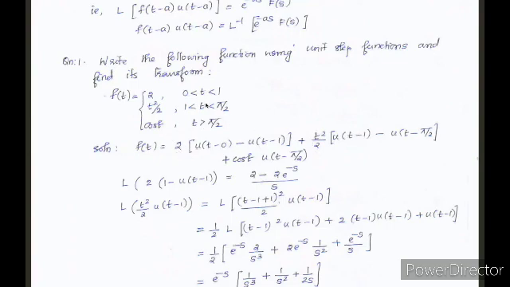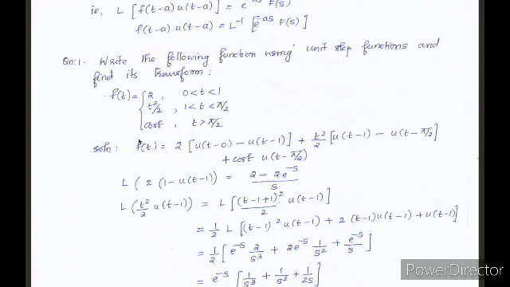It's 2 from 0 to 1, and plus t squared by 2 if t is between 1 and pi by 2, that is u of t minus 1 minus u of t minus pi by 2, plus next one cos t for t greater than pi by 2. So we have represented the function f of t using unit step function. So this is the compact form of this piecewise function f of t.